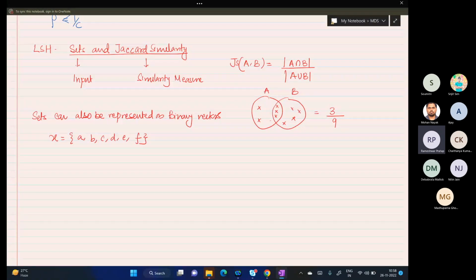For example, say our first set S1 is A, B, and D, and S2 is E, C, and D. So what is the Jaccard similarity of S1 and S2? The intersection is 1, the union is 5, so 1 by 5. Now we can also view this as a binary vector.